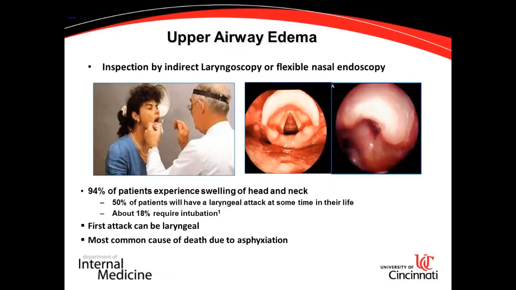The upper airway, though, is the most ominous area where patients can have trouble, and you can see that this is what we don't want to see, because this is what leads to asphyxiation and death. Up to 50% of patients will have a laryngeal attack at some time in their life, and about 18% require intubation. And even the first attack can be laryngeal, and this is the most common cause of death.